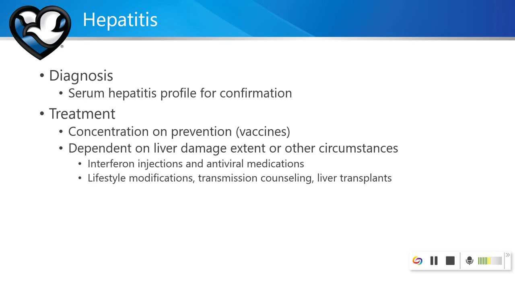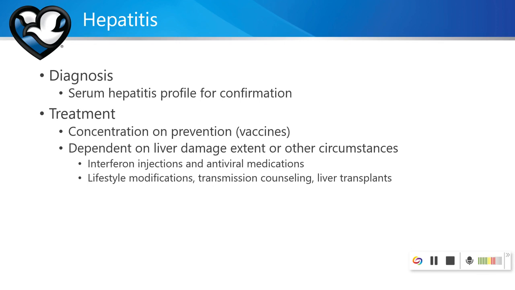Diagnosis is usually made through an H&P and confirmed with a serum hepatitis profile, which is used to evaluate for the presence of the antigen, and the antigen and antibody presence can help to distinguish between active infection, chronic carrier states, or recovery or immunity due to vaccination.